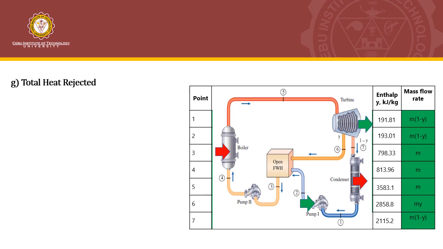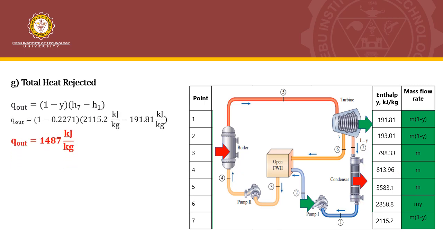For the total heat that is rejected, that is Q out, you can see the mass flow rate in the condenser is 1 minus Y. We just multiply that with the change of enthalpy across the condenser. So substituting the value, we can get the total heat rejected. So the condenser rejects 1,487 kilojoules of energy per kilogram of steam.